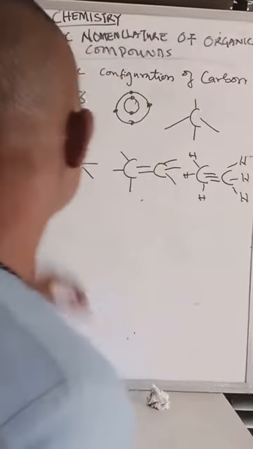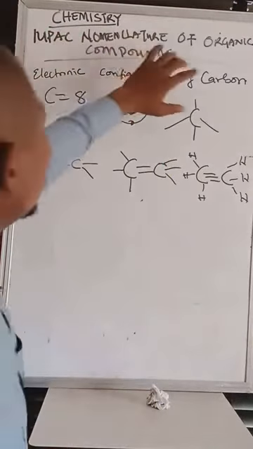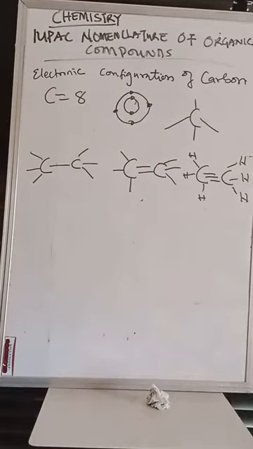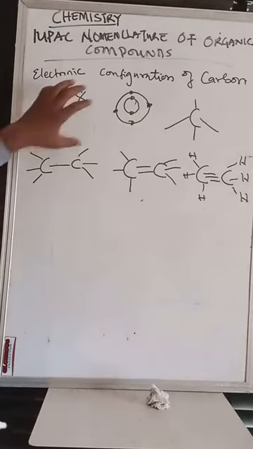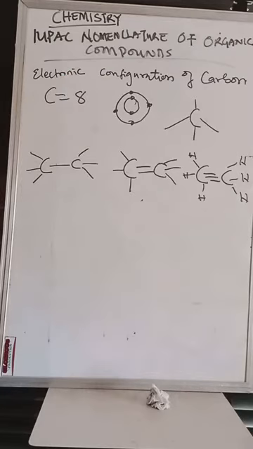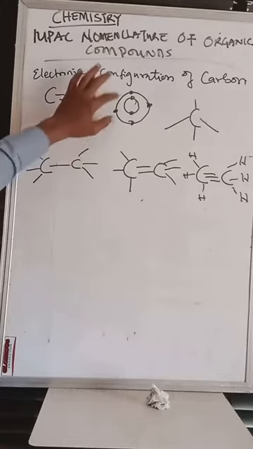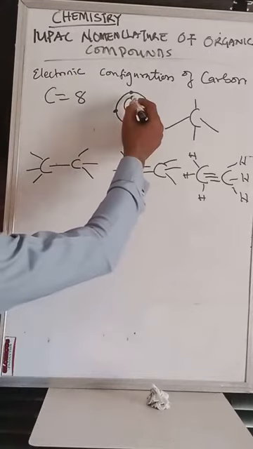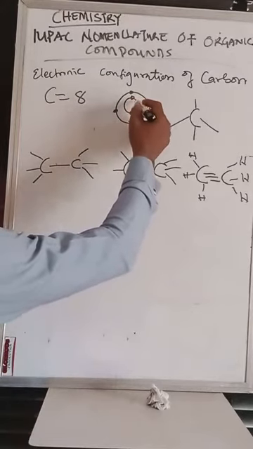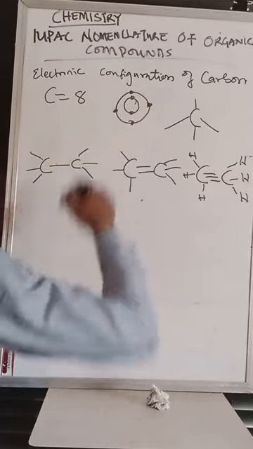And today, we'll be looking at IUPAC Nomenclature of organic compounds. But before we continue with that, let's look at the electronic configuration of carbon. Carbon has atomic number 6. So there will be two electrons in the innermost shell for the electronic configuration and 4 electrons in the outermost shell.